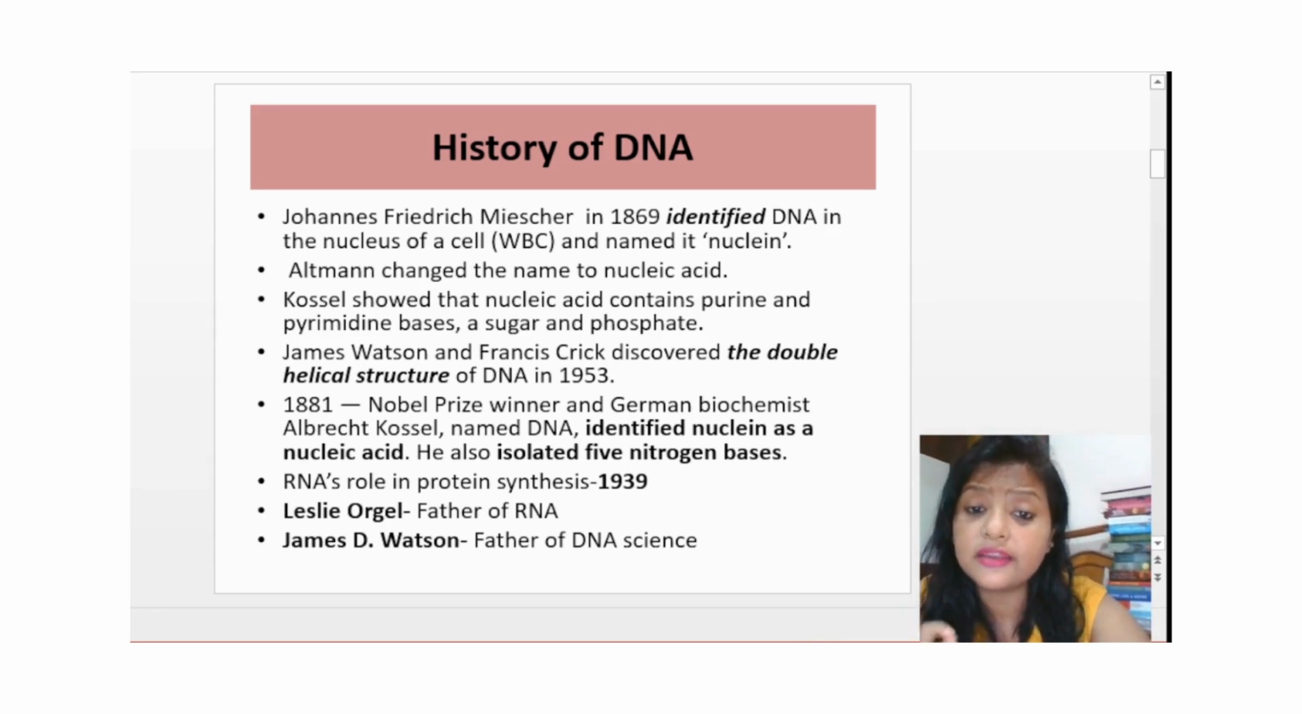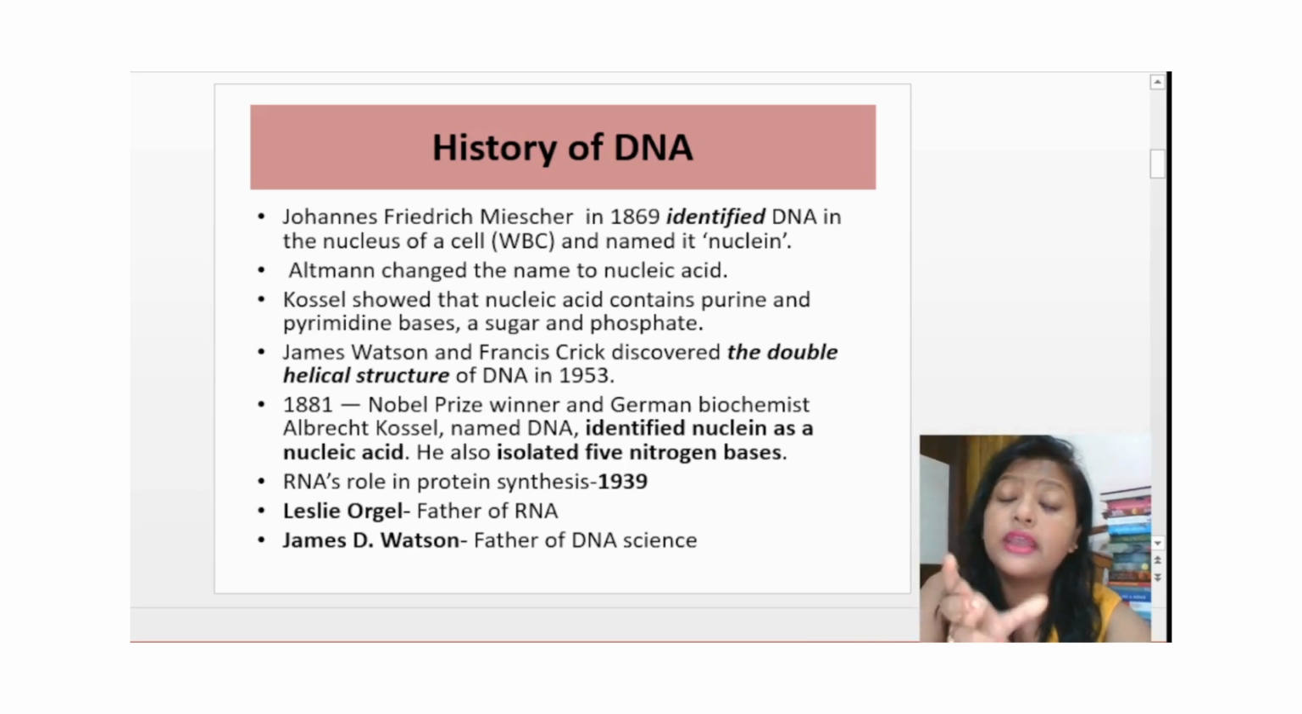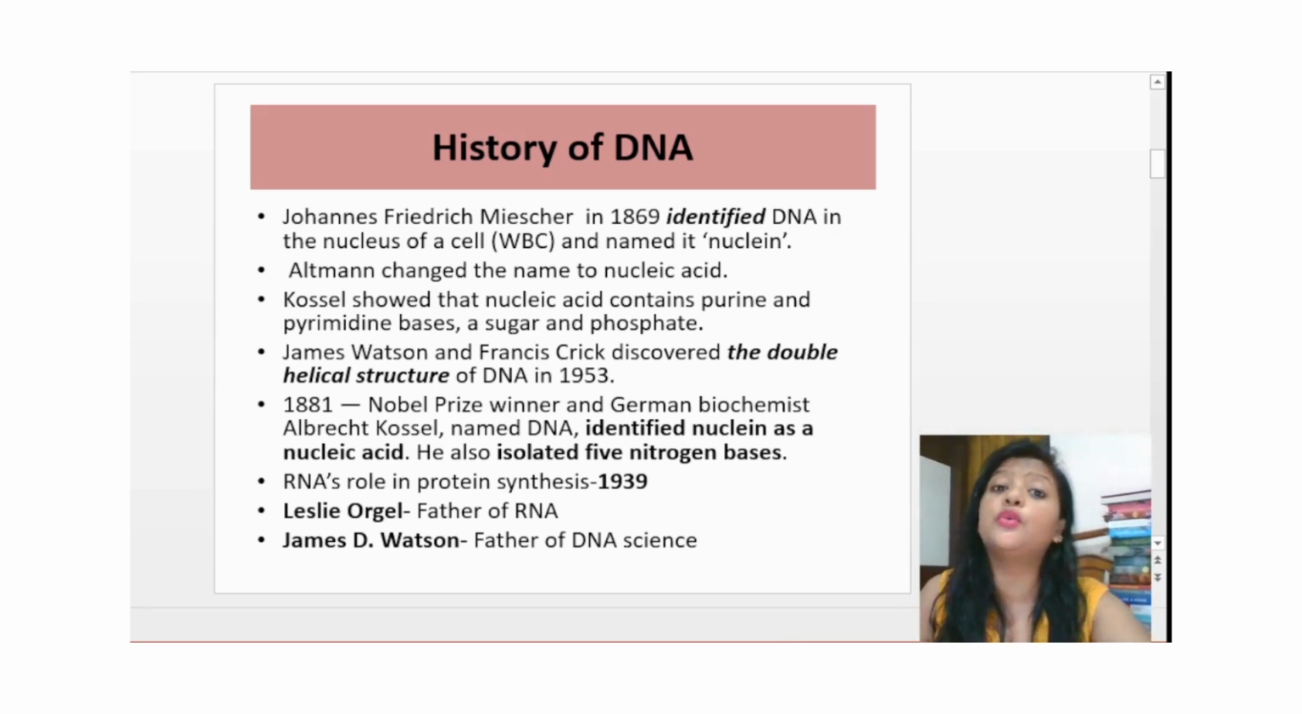Also, Kossel, as I've told you, said that nucleic acid contains purine and pyrimidine bases and sugar and phosphate. He also got the Nobel Prize. He got the Nobel Prize because he named this nuclein as DNA, and he also isolated the five nitrogen bases that we know as adenine, thymine, cytosine, guanine, and uracil. So he isolated these five nitrogen bases from nucleic acids.